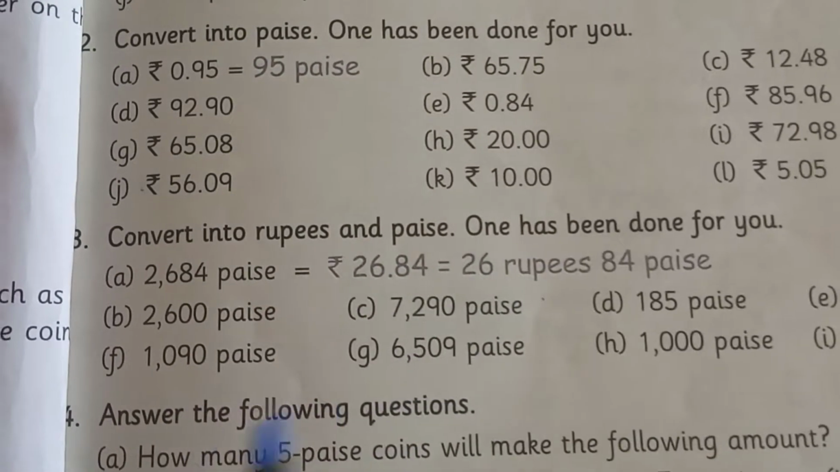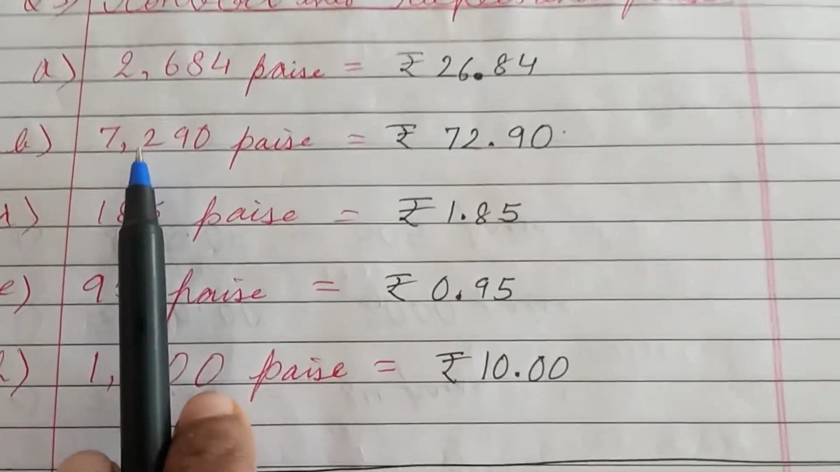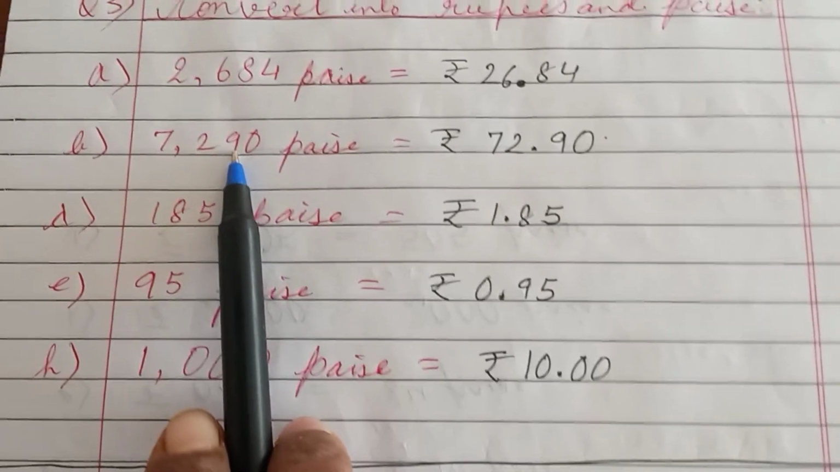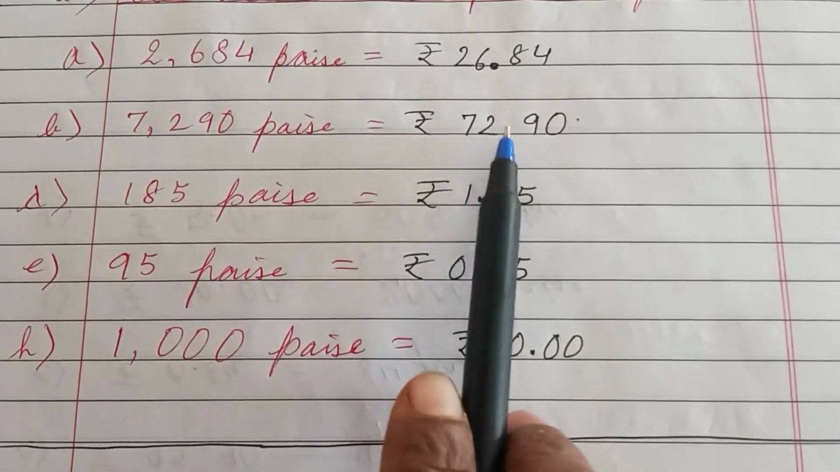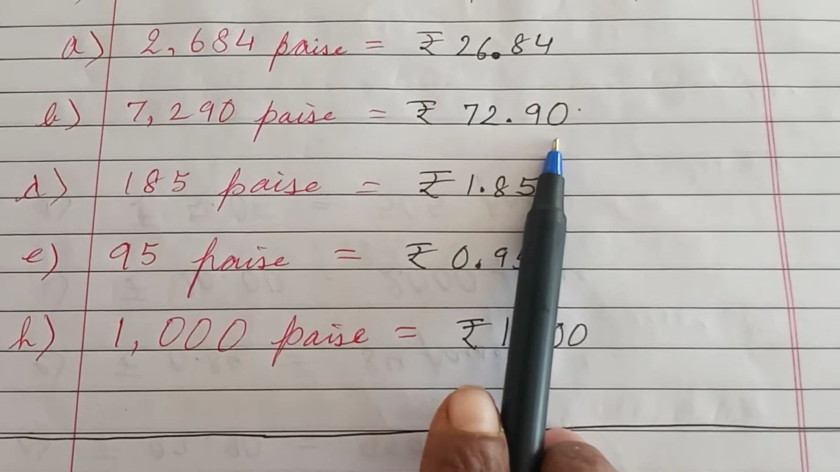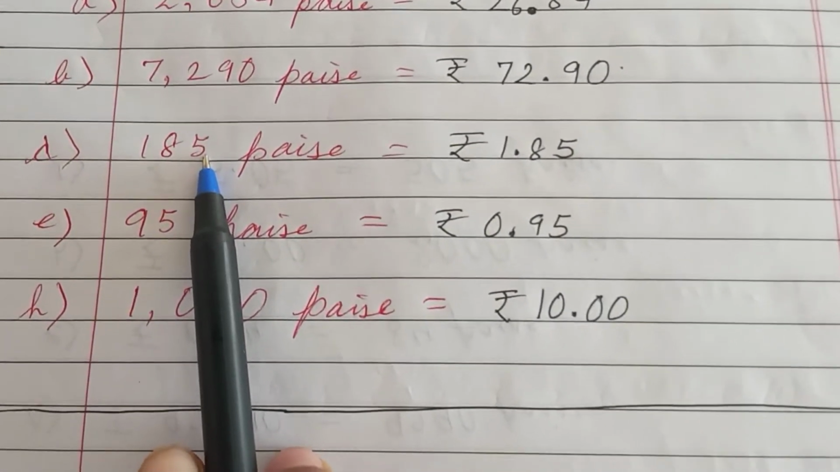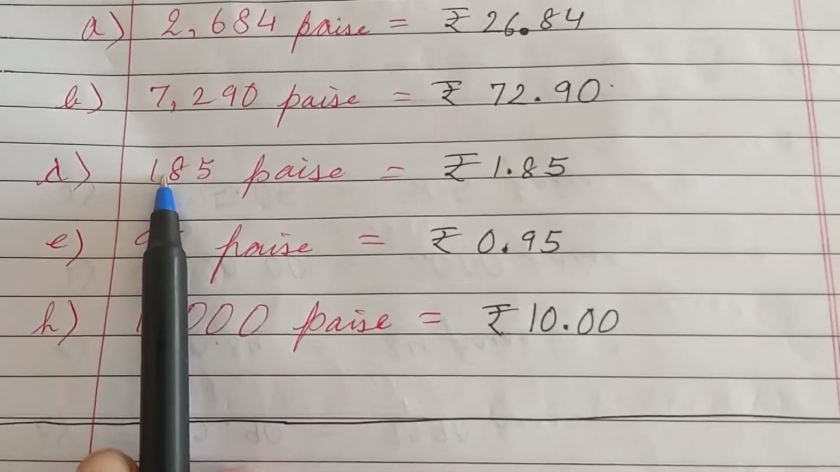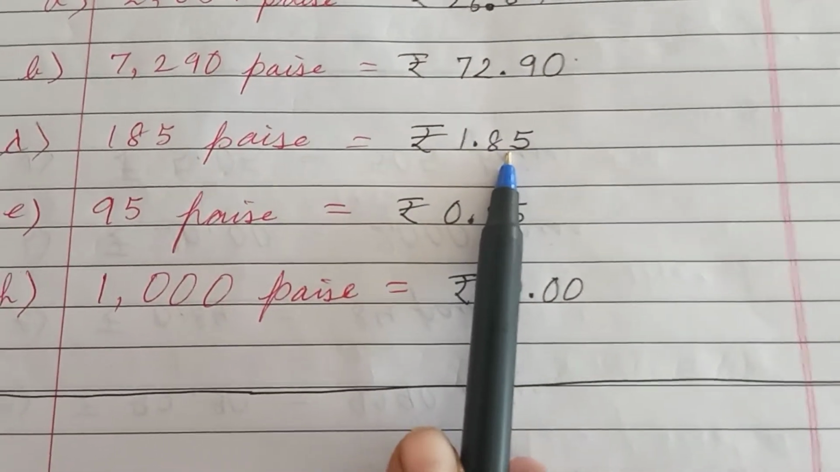Now moving to the next questions. Suppose we have 7290 paise. Again you count here 2 digits. So we will have 72.90. Means rupees 72.90. 72 rupees 90 paise. Now 185 paise. Again you count 2 digits from the right hand side. 1, 2. Put here a decimal. So rupees 1.85. So 1 rupee 85 paise.